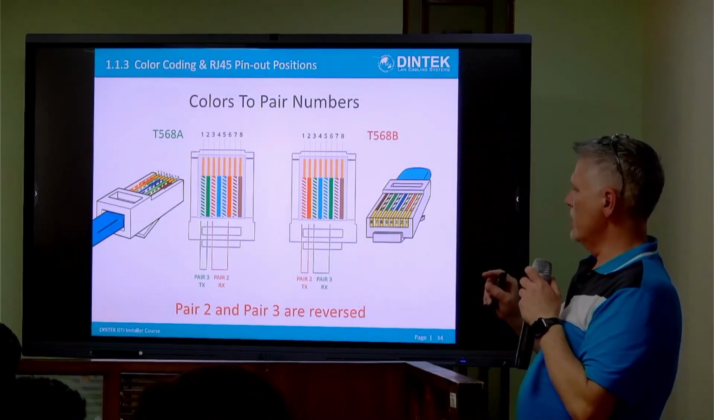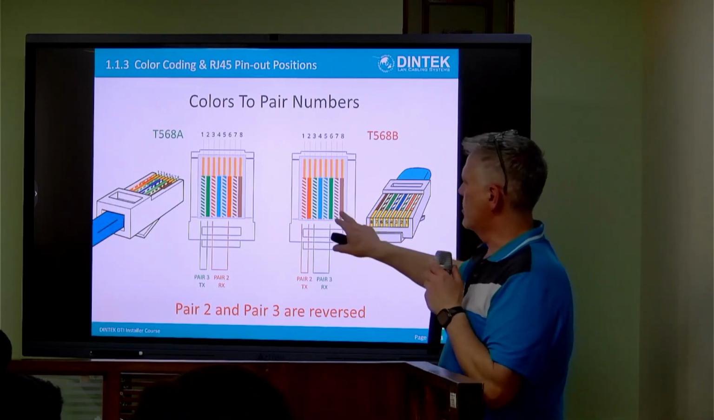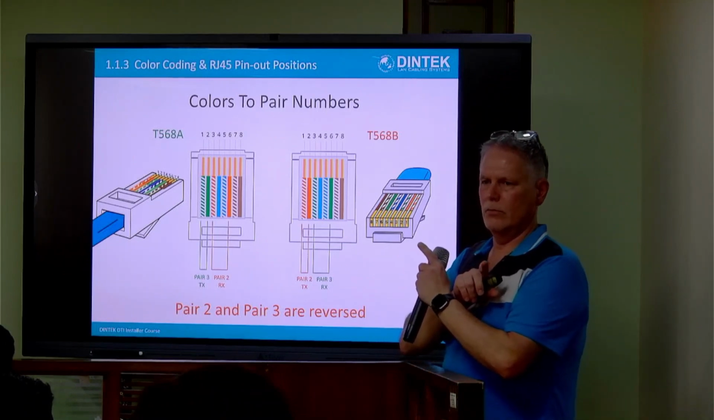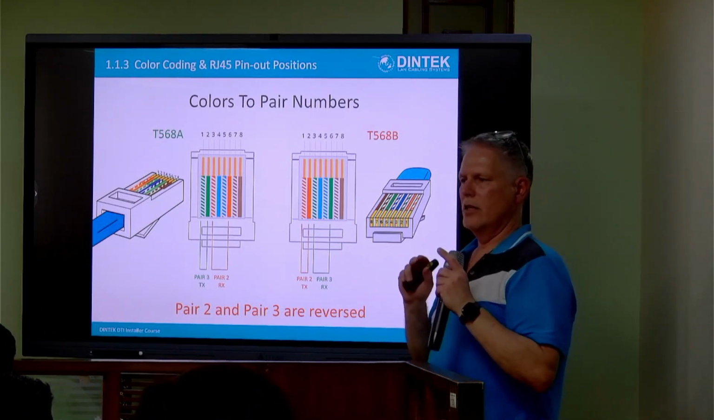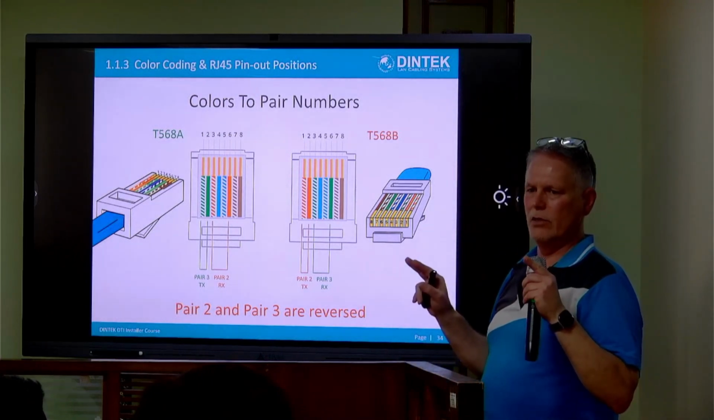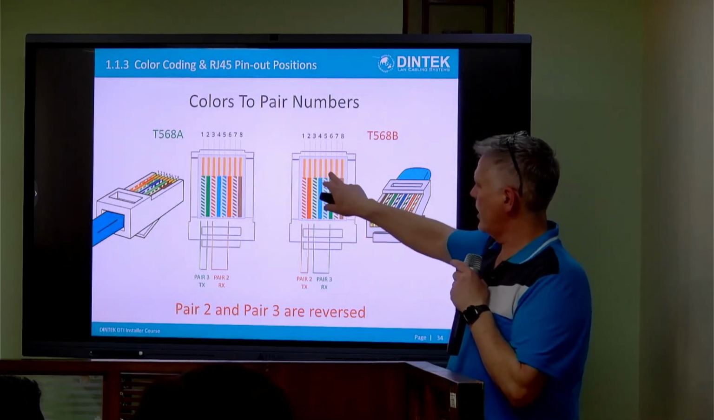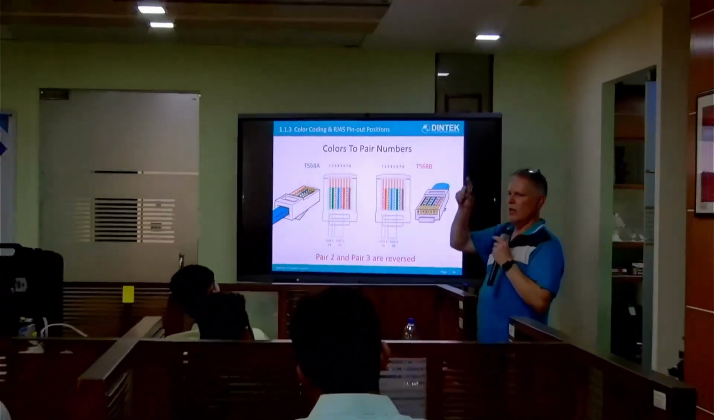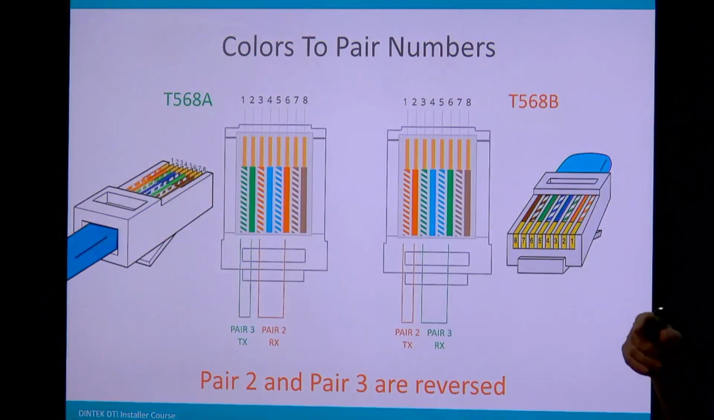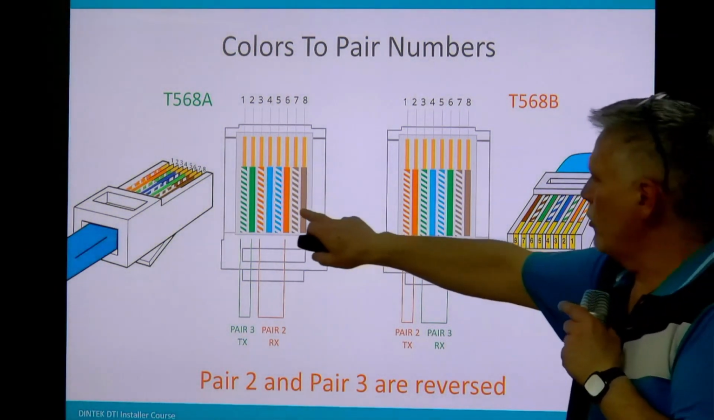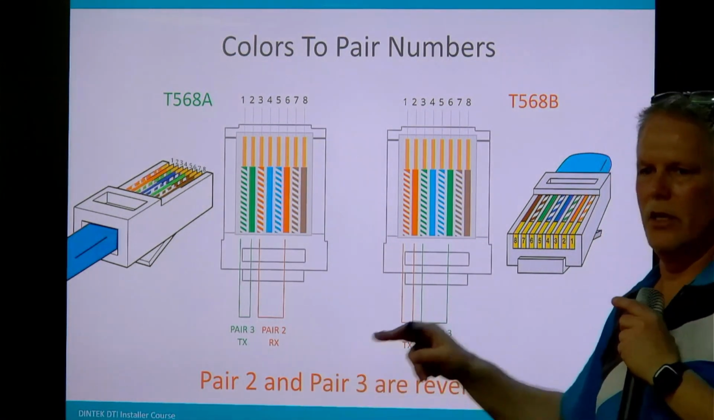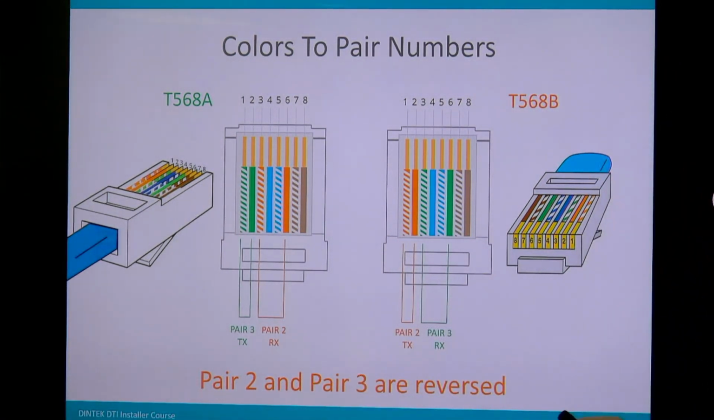So what it means in these two is simply that pairs 2 and 3 are reversed. And it doesn't really make any difference because you're reversing them at each end. So that same specification is the same at each end. You test pin for pin, 1 to 1, 2 to 2, 3 to 3 at each end. Doesn't matter if you're leading with green or with orange, if you're doing it the same at the other end, it's going to give you a straight through connection.